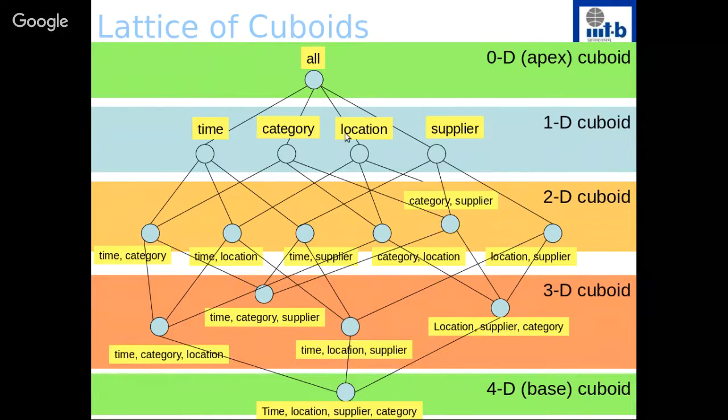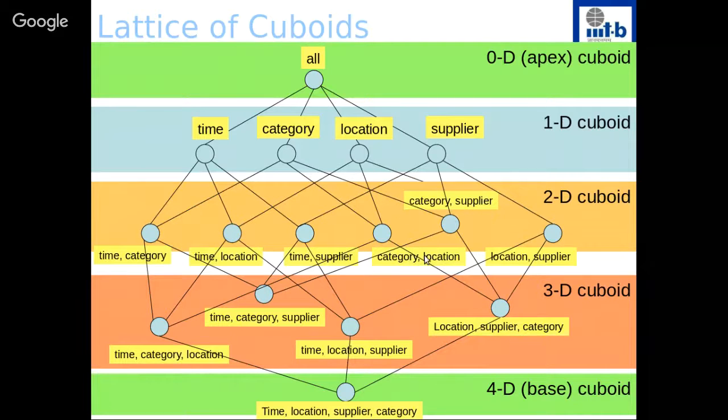So when I drill down from 1D, I go to 2D. As you can see, in 2D, I can do a drill down analysis involving category with time, or category and location, right? So which means when I am drilling down, of course, category and supplier is also there, right?